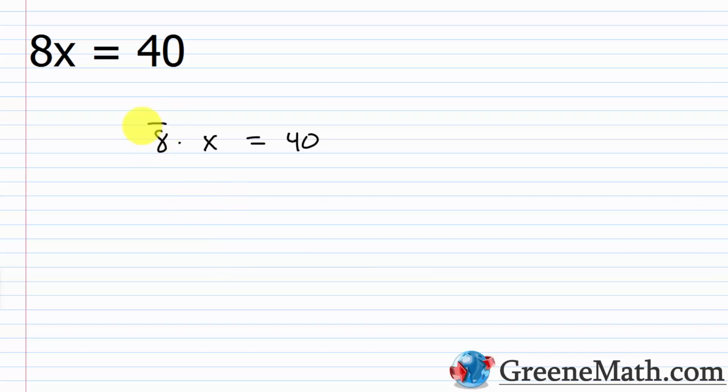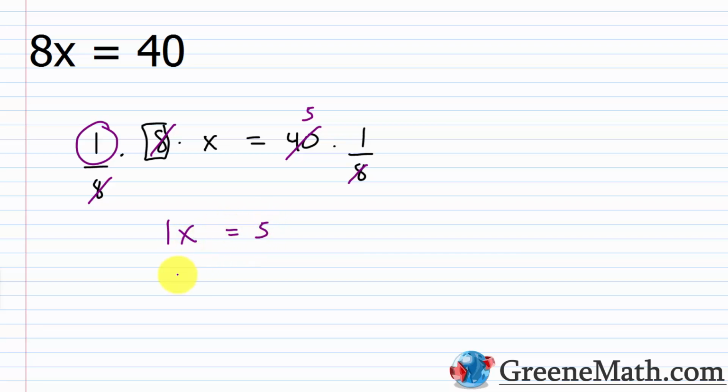If I want this guy to turn out to be 1, I can multiply it by its reciprocal, which is 1/8. To make it legal, I'd have to do that on this side as well. And what would happen is this would cancel with this and give me a 1x. And over here, this would cancel with this and give me a 5. So I'd have 1x equals 5 or just x equals 5. And if you check this, if I had 8 times 5, that would be 40, right? So 8 times 5 would give me 40.